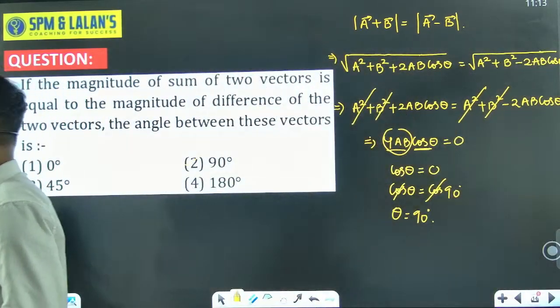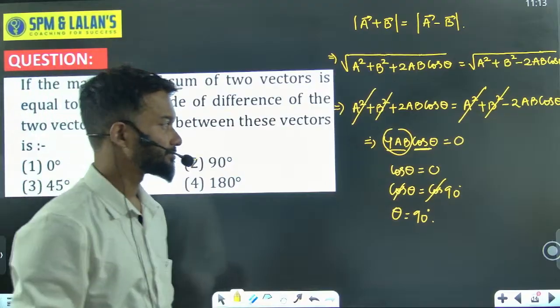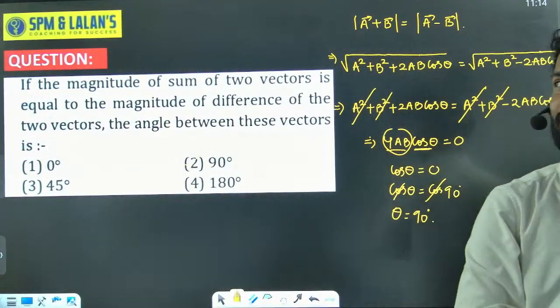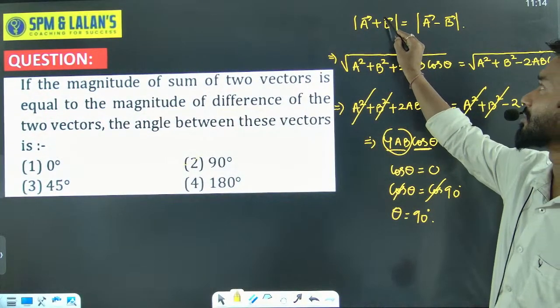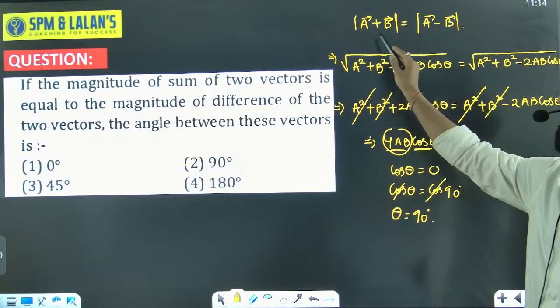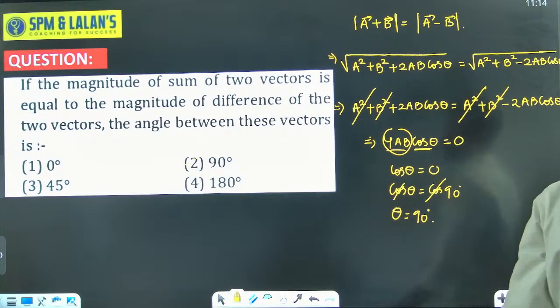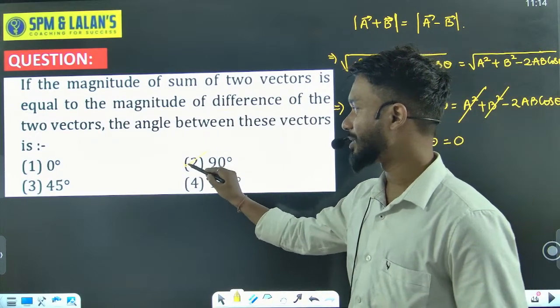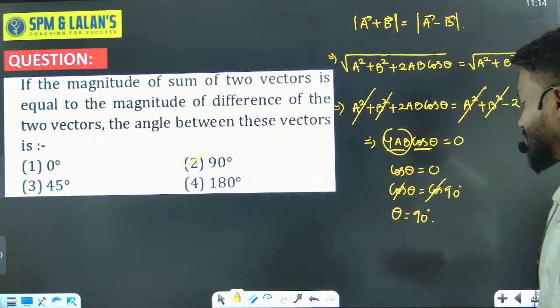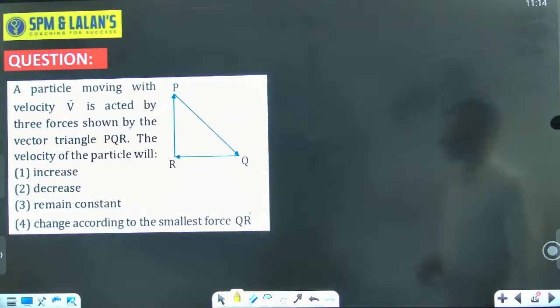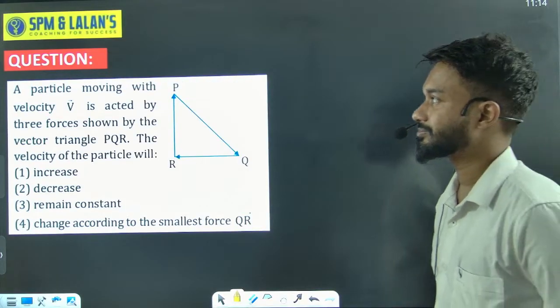Okay. Next, I hope it is clear. For solving this question, we should know this formula, so remember it. Whenever the magnitude of the sum is equal to the magnitude of the difference, then the angle is 90 degrees. Better you memorize this answer. Very standard question. Okay. Next question.